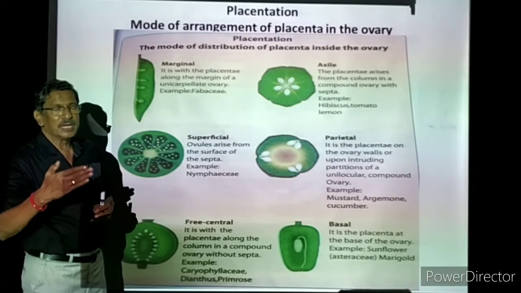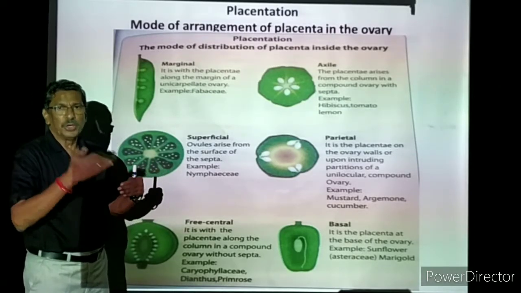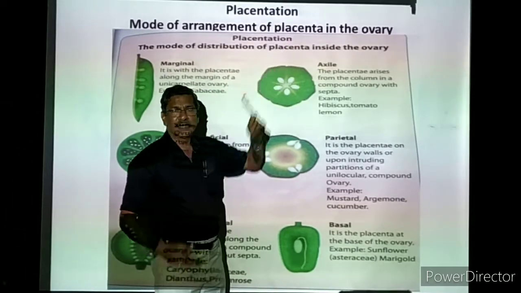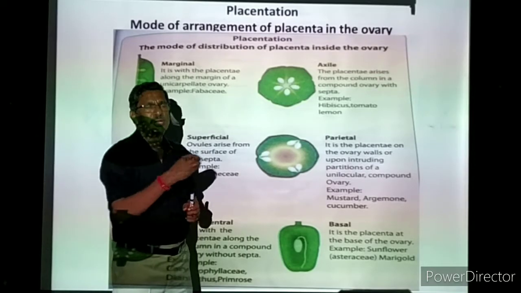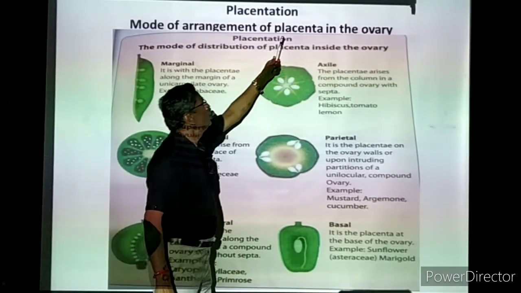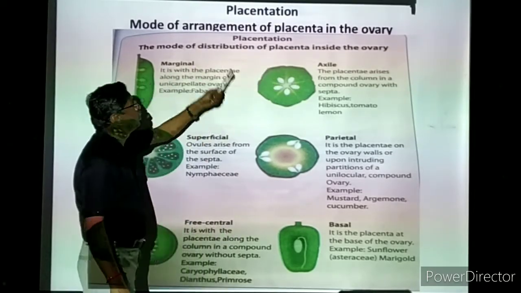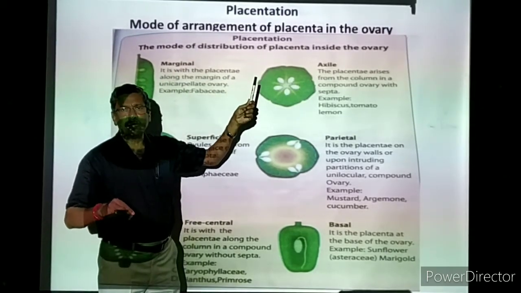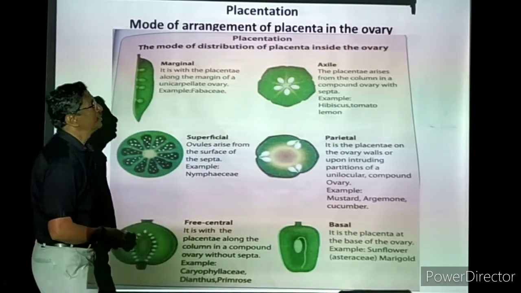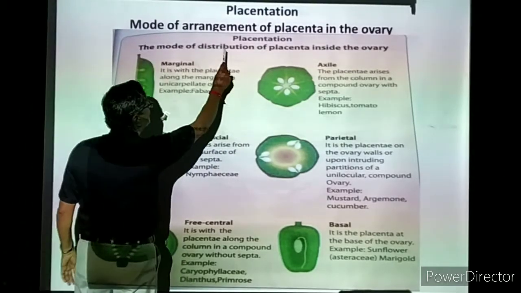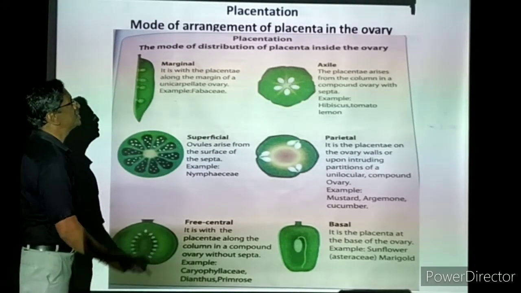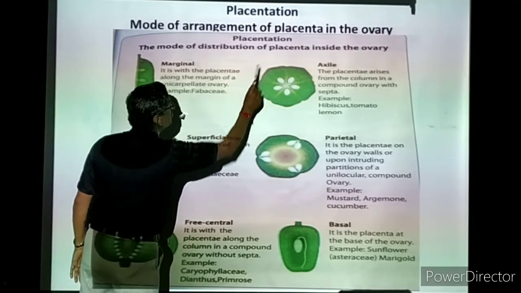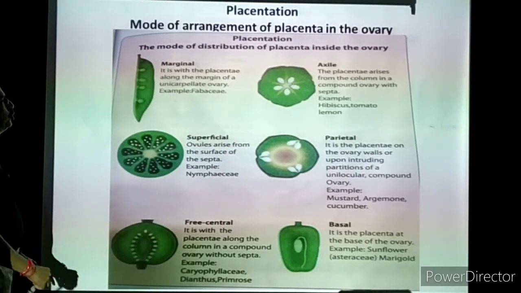So between the carpel and the ovule, there is a special tissue called the placenta. Wherever the placental tissue is, one ovule is attached. So first we have to know where the placenta is present in the ovary, that is the mode of arrangement of placenta. If you understand the placental arrangement, we can understand the ovule arrangement, both are the same. Okay, it is a mode of arrangement of placenta in the ovary. This is called placentation. We can say it is the mode of distribution of placenta inside the ovary.